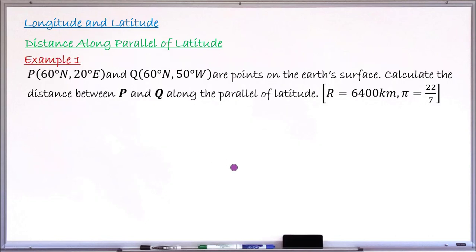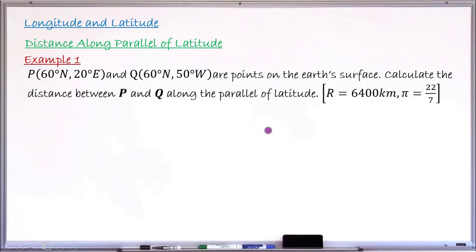Example number 1 says, if P is a point on latitude 60 north and longitude 20 east, and another point Q is on latitude 60 degree north and longitude 50 degree west. These 2 points P and Q are points on the earth's surface. The question asked is to calculate the distance between P and Q along the parallel of latitude. You have to take R as 6,400 and pi as 22 over 7.